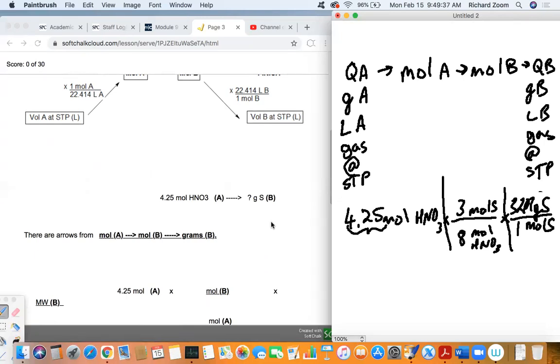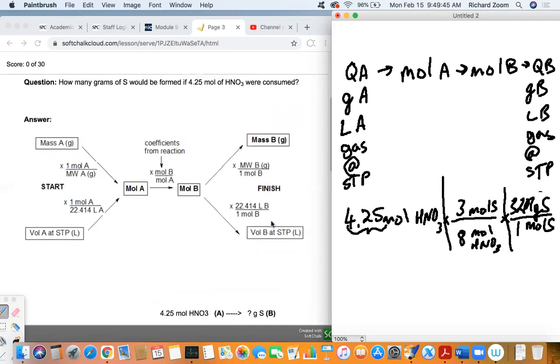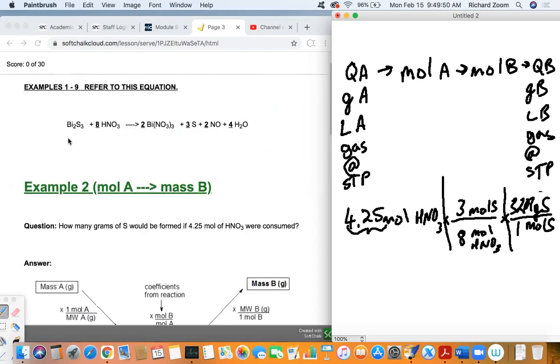I might have missed this, but why are we looking for grams of sulfur if it's not an HNO3? Well, do you see how we've got a couple of things going on here. We've got a reaction, and the question is this: how many grams of sulfur would be formed if 4.25 moles of HNO3 were consumed? So this is a reaction, and we're using up HNO3 on the reactant side. We're forming sulfur on the product side. That's where the sulfur is coming from. Okay, thank you. Because the HNO3 is reacting. Is that sufficient for you? Yeah. Okay.